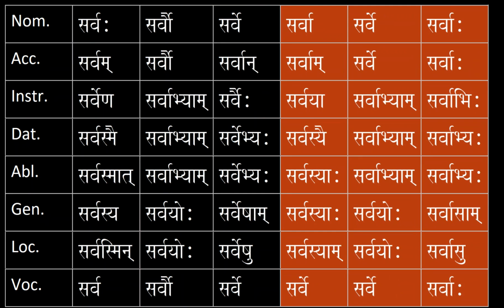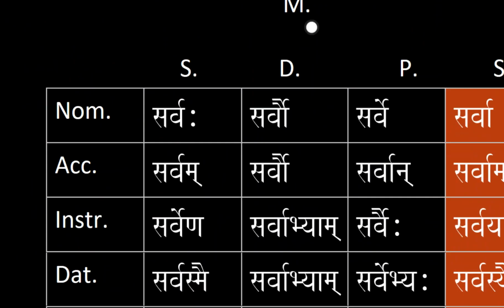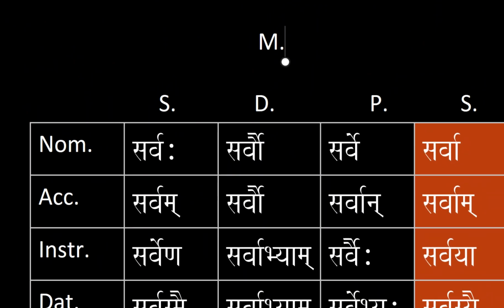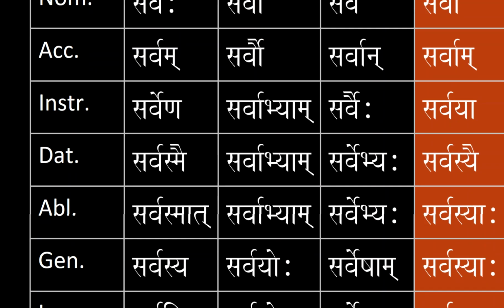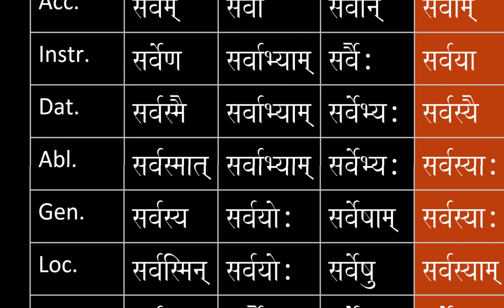So we have nominative, singular, dual, and plural for the masculine. We have sarvaḥ, sarvau, sarve. Accusative, singular, dual, and plural. Sarvam, sarvau, sarvān. Instrumental, singular, dual, and plural. Sarveṇa, sarvābhyām, and sarvaiḥ. Dative, singular, dual, and plural. Sarvasmai, sarvābhyām, sarvebhyaḥ. Ablative, singular, dual, and plural. For masculine gender, we have sarvasmāt, sarvābhyām, sarvebhyaḥ.